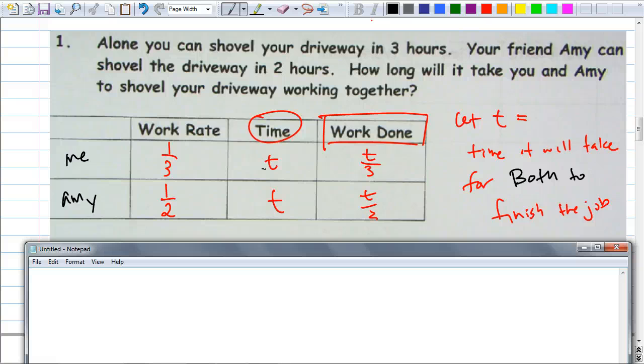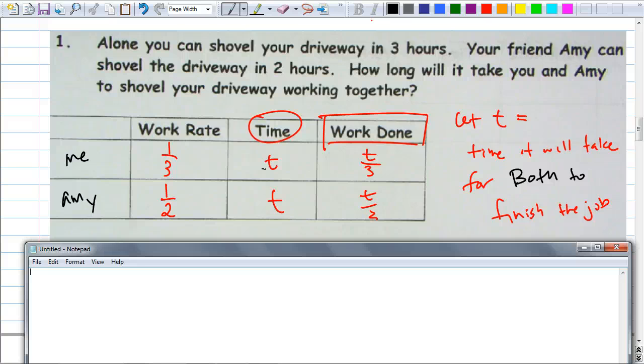Does that make sense, guys? Do you see the difference between the times? We're not asking how long it will take me to finish the job. We already know that, right? We use that to figure out our rate. We're asking how long it would take when they work together. So when they work together, how much job would they have done? How many percent of the job?